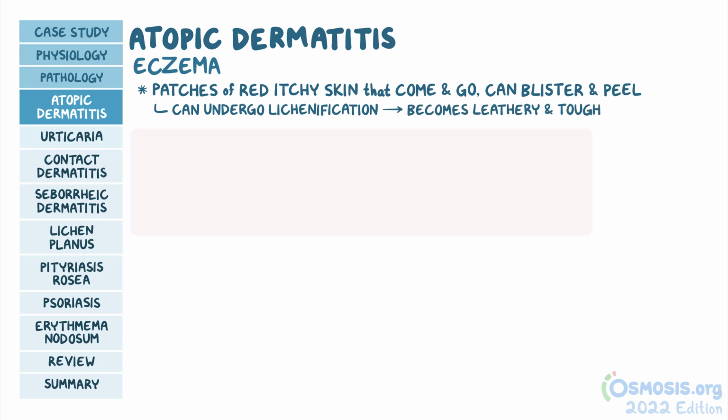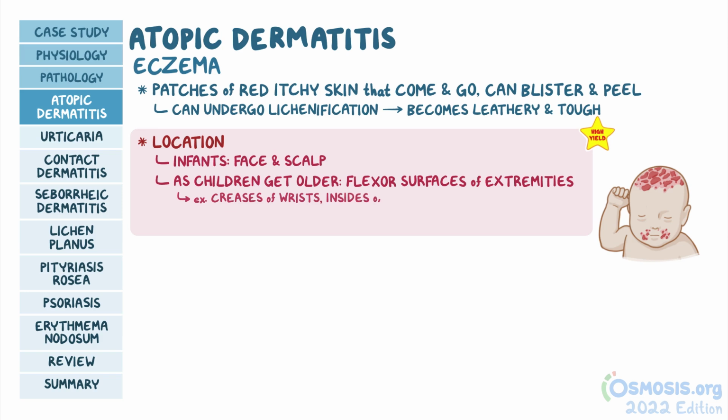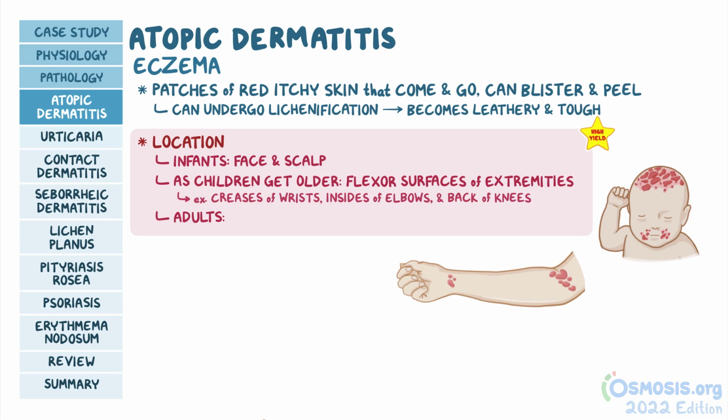Now, a high-yield fact regarding the location of the rash is that in infants, it's usually on the face and scalp. As children get older, it's more common on flexor surfaces of extremities, like the creases of the wrists, the insides of the elbows, and the back of the knees. And in adults, it's usually on the hands and feet.